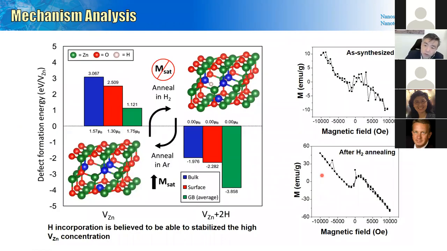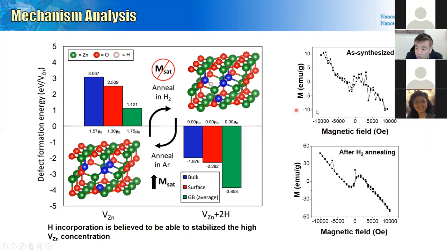Okay, so in order to understand why this material is able to hold that many zinc vacancies and contribute such a higher saturated magnetization, Dan Morgan, our collaborator, helped us calculate the energy to show that hydrogen incorporation is believed to be able to stay with such a high zinc vacancy concentration. Right? So during our growth, there is a significant amount of hydrogen ions in our system, which allows stabilizing a high concentration of zinc vacancies.